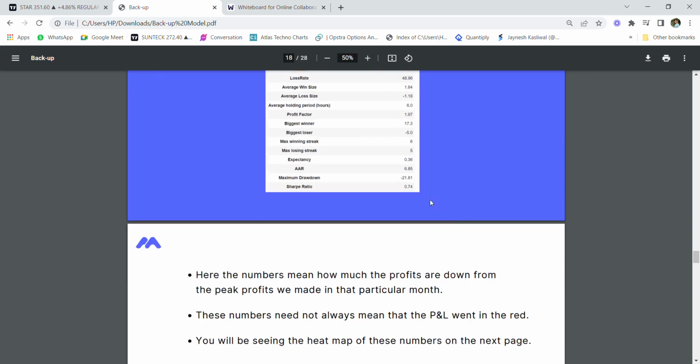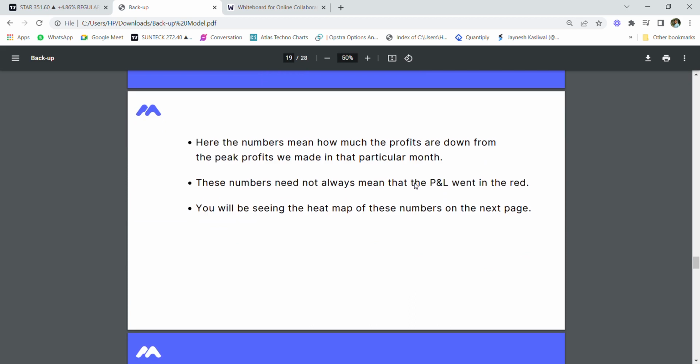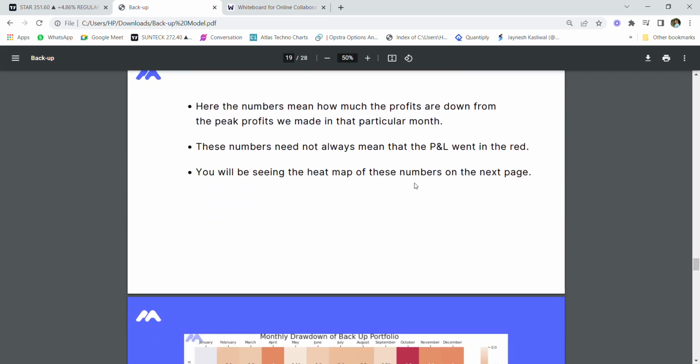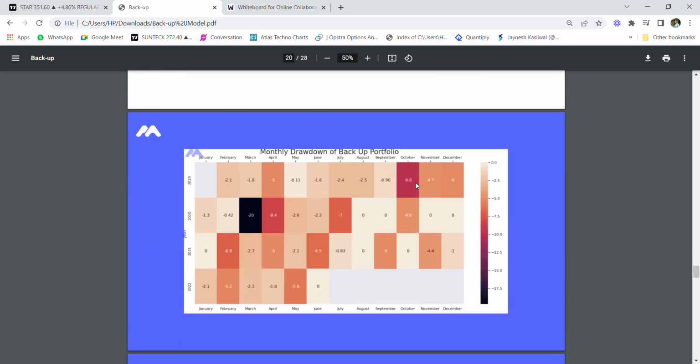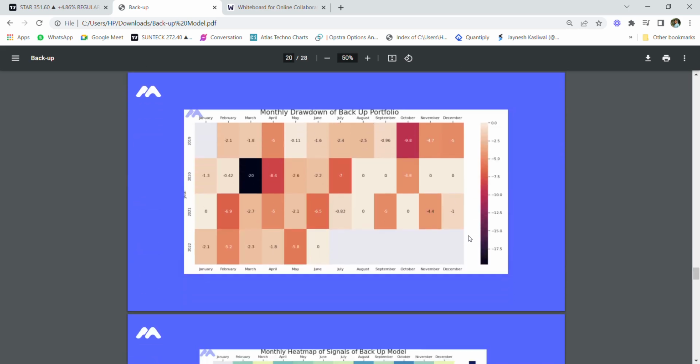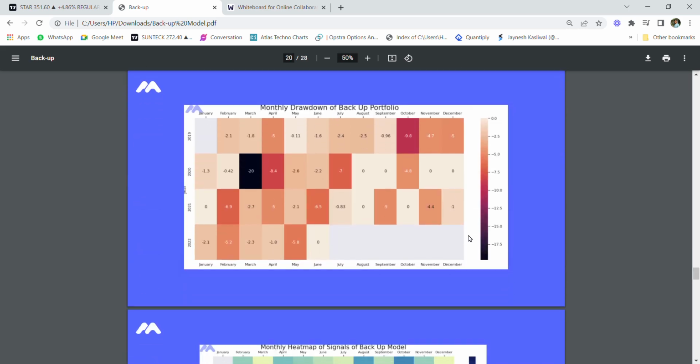So max drawdown is around minus 21,000. That is why we have kept the capital at around 1,50,000, you can see. So even after maximum drawdown, we'll have the capital to trade. So here the number means how much profits were down from the peak profits that we made in the particular month. Basically, this is the monthly drawdown of the backup portfolio.